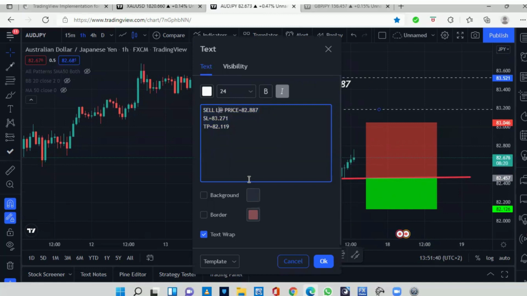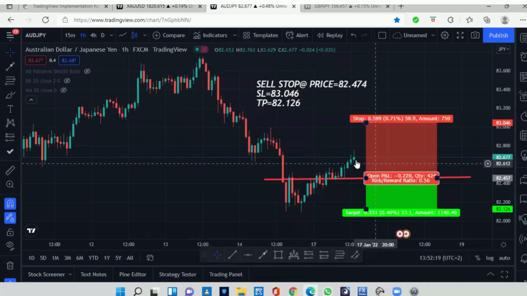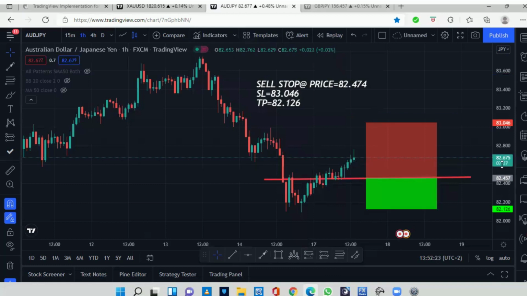And now let's see our parameters. It's a sell stop at the market price of, let's see this one, 82.474. Our stop loss would be 83.046. And lastly, our take profit will be at 82.126. Then we are done. As you can see, the current price is above all these three parameters. Our current price is above all of them.